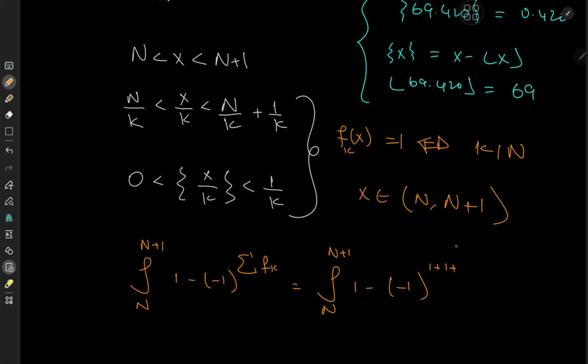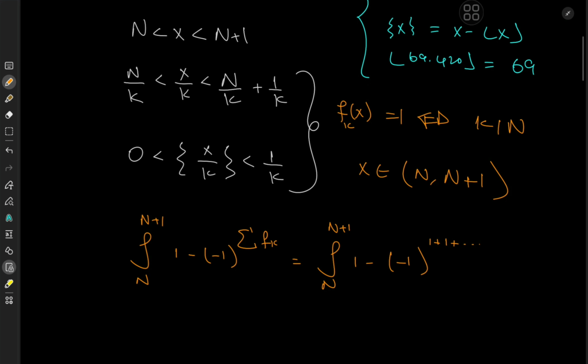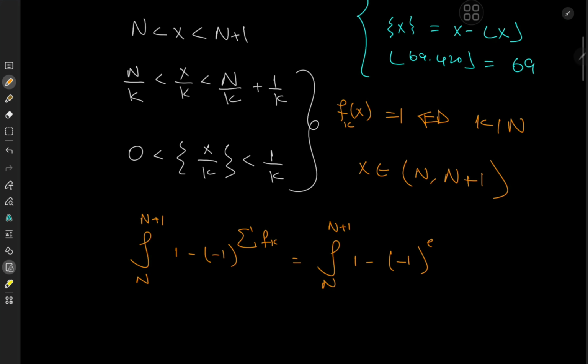So in essence, we're just dealing with a sum of ones, which could be either an even number or an odd number. And this is important because if the sum is even, then we have 1 minus 1, which is 0. And if the sum is odd, then we have 1 minus negative 1, which is 2. And hence, the non-zero contributions to the integral result from cases where this sum is odd, as in we have an odd number of ones in the sum of f sub k.